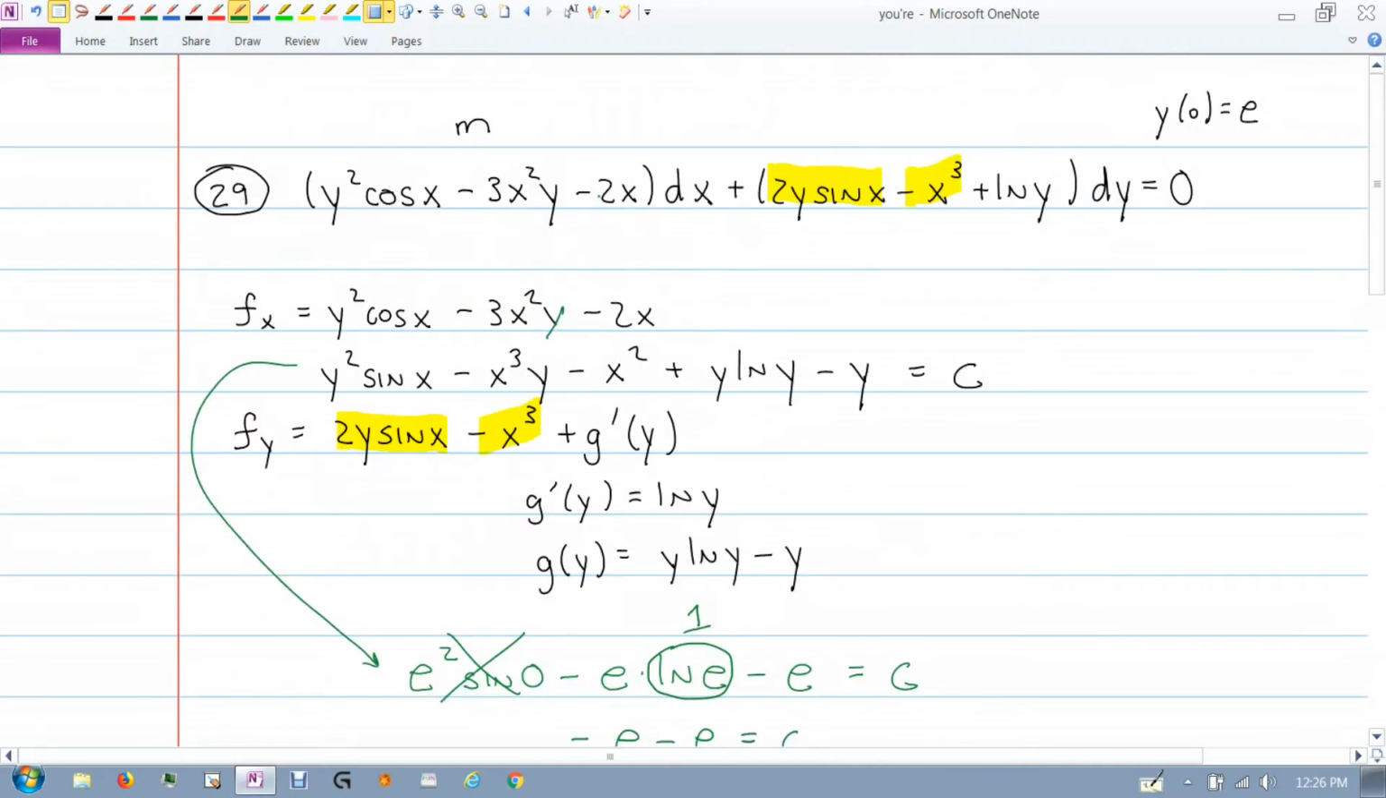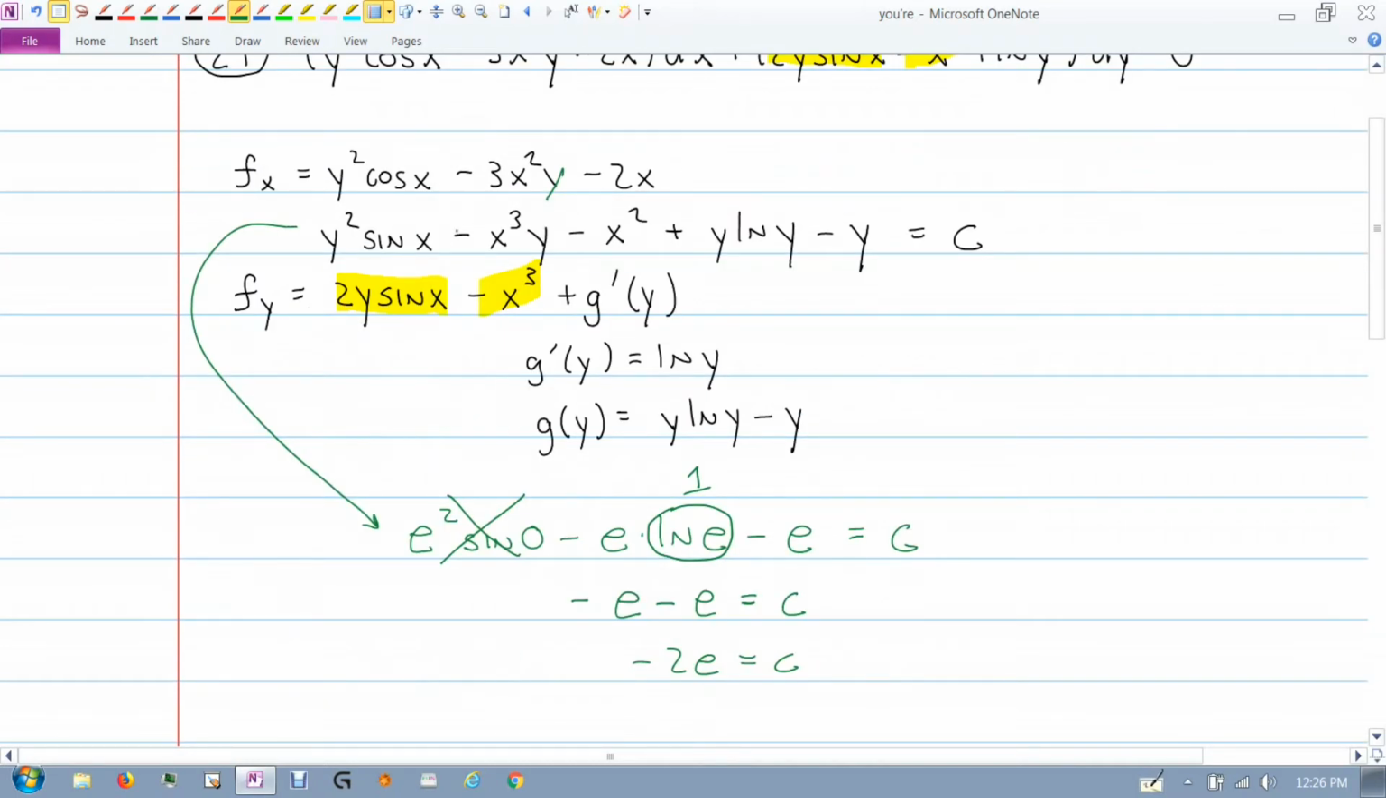Was x 1 or 0? x was 0. Okay, let me just check my y squared cosine. Where is that? y squared sine x minus x squared sine minus x squared plus minus y. That's all right. Okay, so I've got this right.